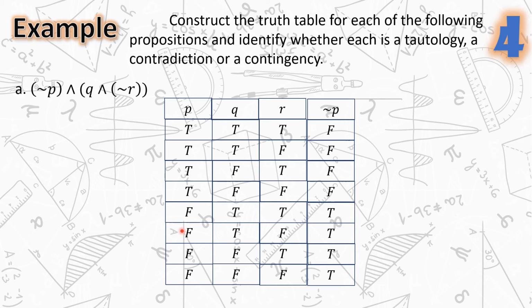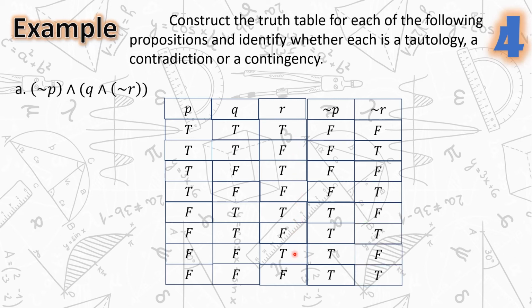Next column, we will have the negation of R. So focus our attention at column R. If R is true, then not R is false. So from the first row, not R is false, true, false, true, false, true, false, true. Next column, let us have the conjunction Q and not R, and let us have it represented by S.